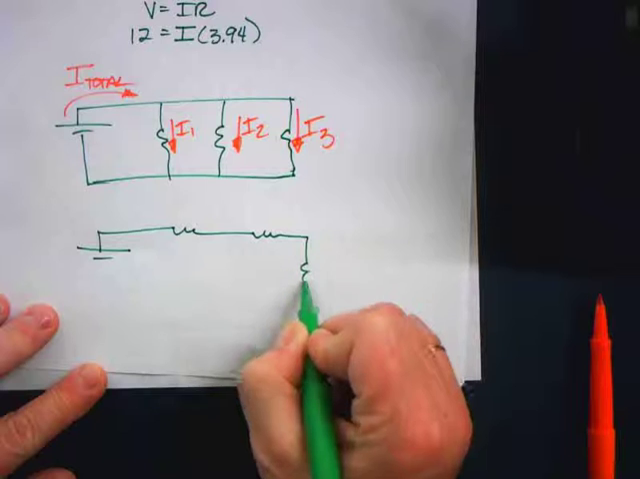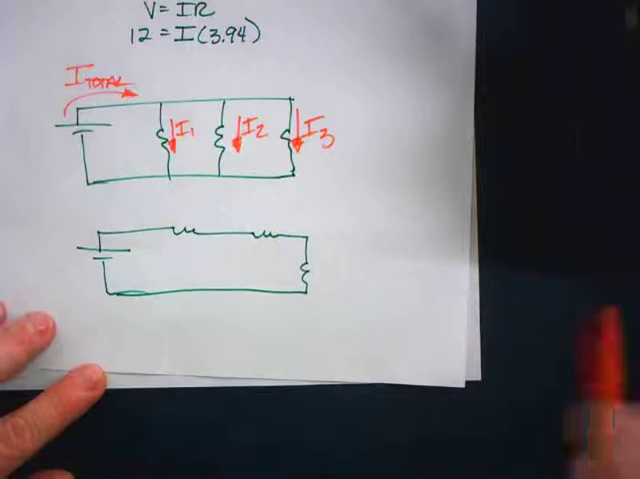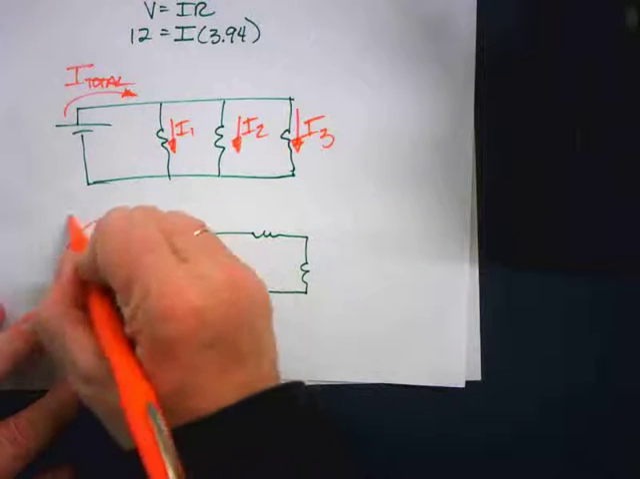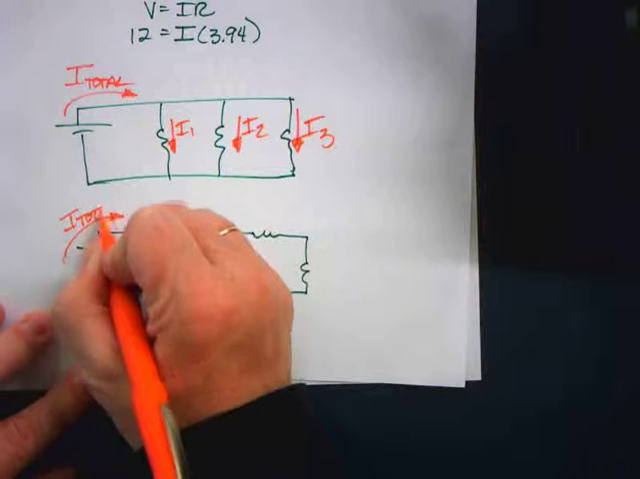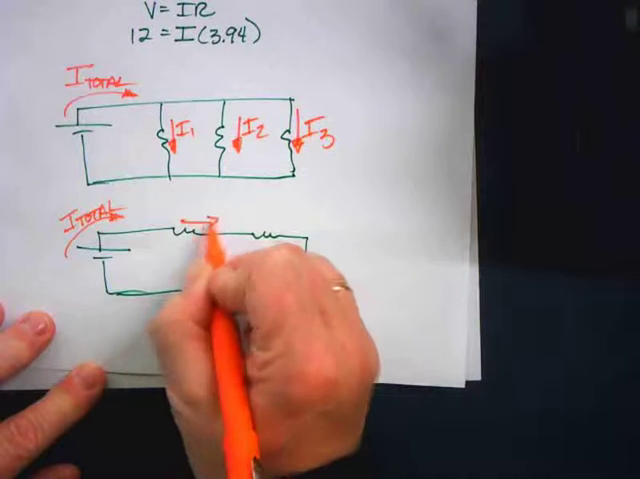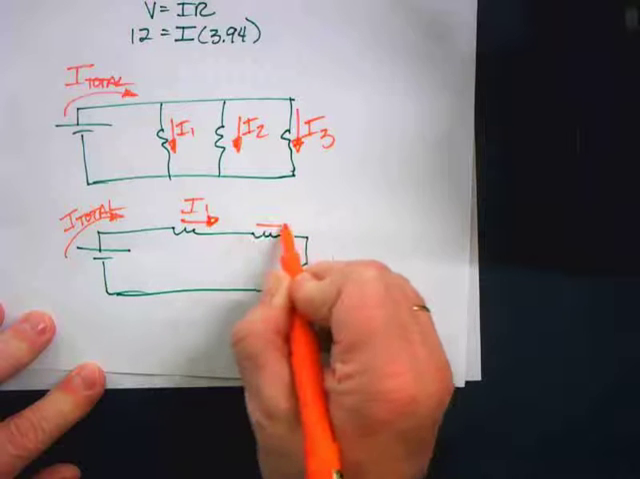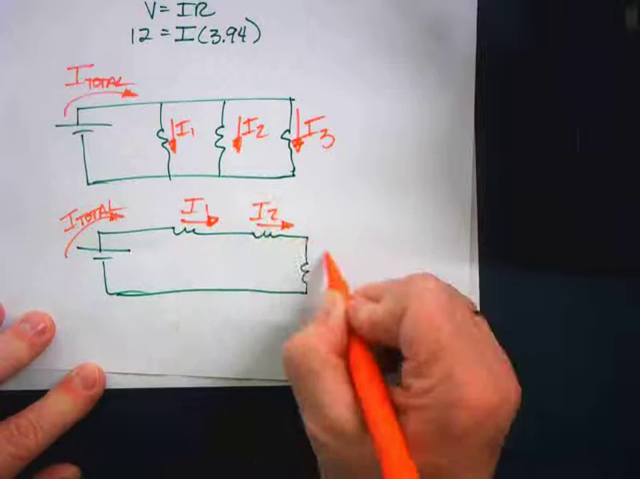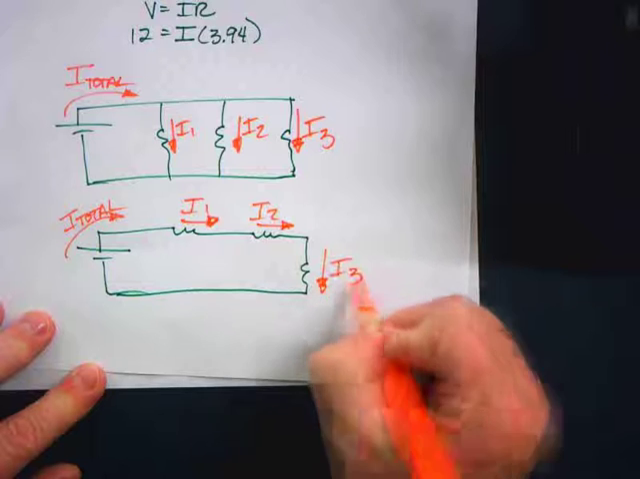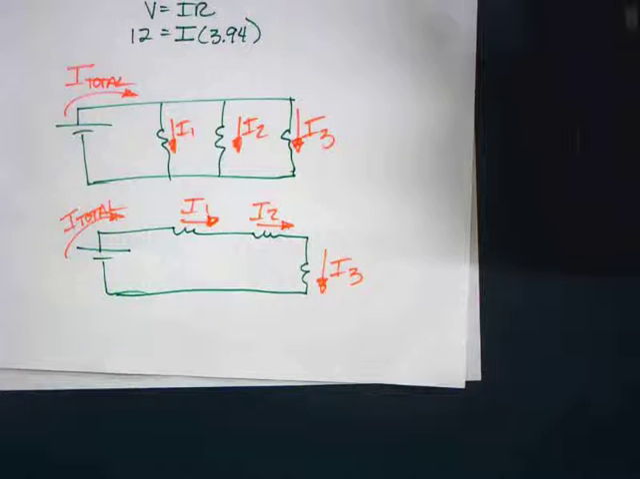For a series circuit, and maybe it would be good to review voltage and resistance as well. For a series circuit, here's I total, and we'll call these I1, I2, and I3. So what's the relationship for current in a series circuit? Only one path, all equal, all the same. So I total equals I1, which equals I2, which equals I3.